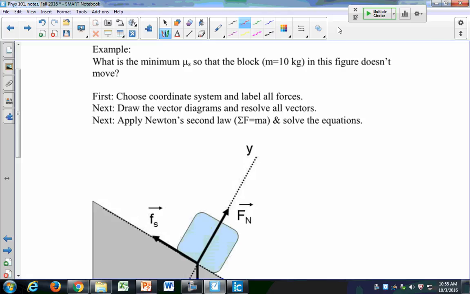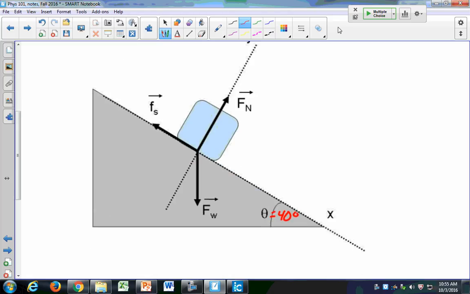We'll draw the vector diagrams, and we'll also resolve all the vectors onto their x and y axes, and then we'll apply Newton's second law. And then from there, it's just solving the equations. So choose the coordinate system. Our coordinate system, the x-axis is in that direction. The y-axis is in that direction. Making sure that we realize this is plus x, this is minus x, this is plus y, this is minus y.